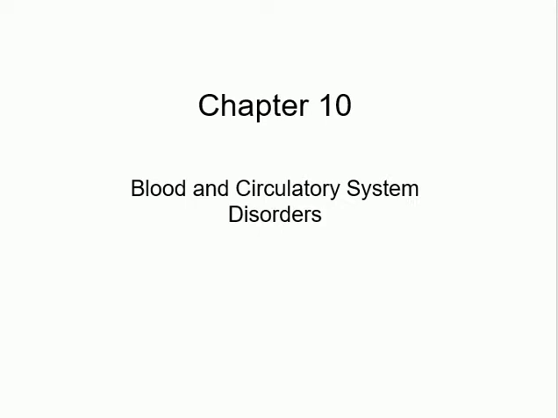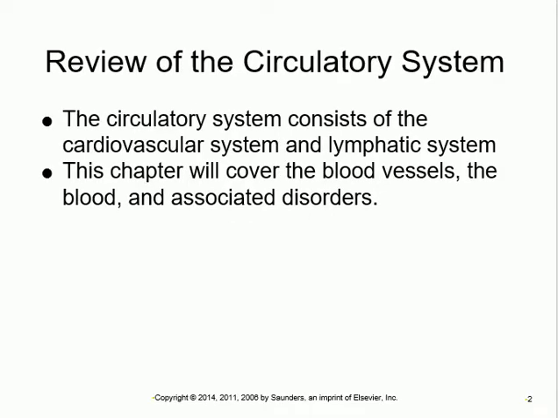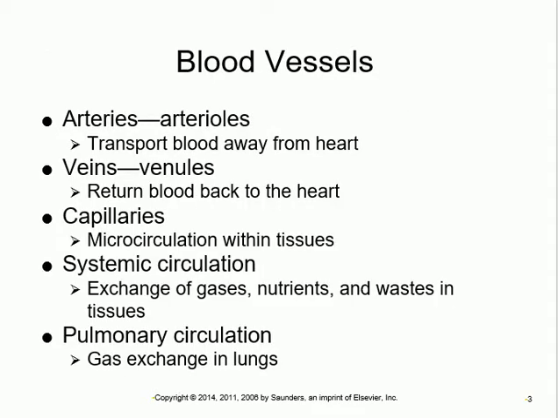Blood and circulatory system disorders. And this is just an introduction. The cardiovascular system and the lymphatic system, heart and blood vessels and so on. This is generally speaking, what are the types of blood vessels? We have arteries, veins, capillaries. We have systemic circulation and pulmonary circulation.